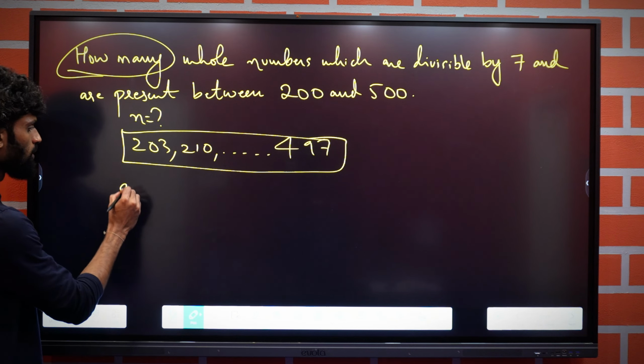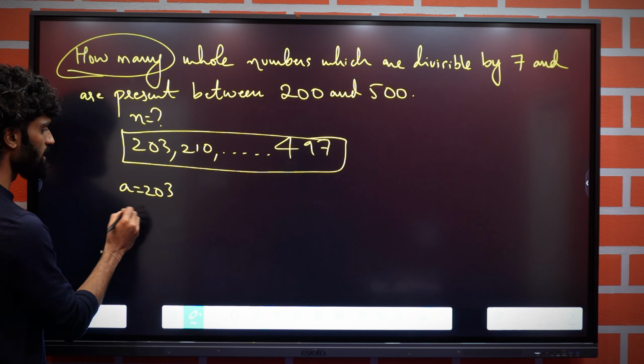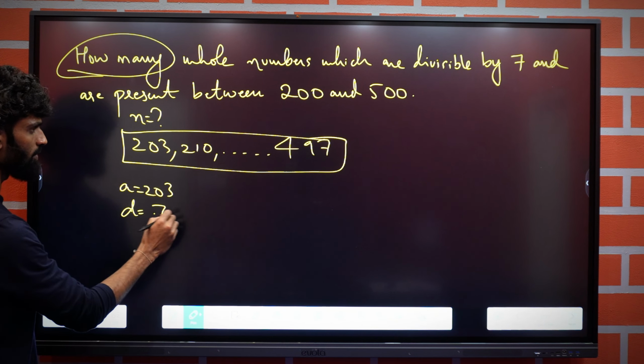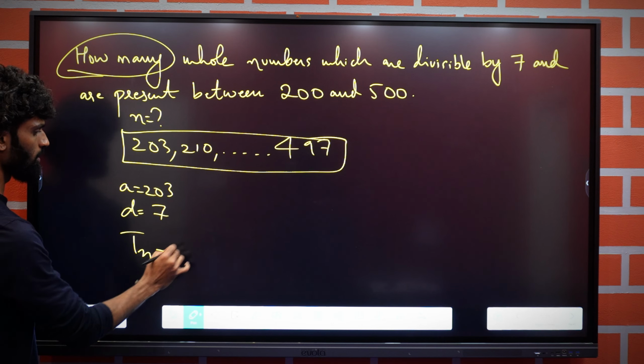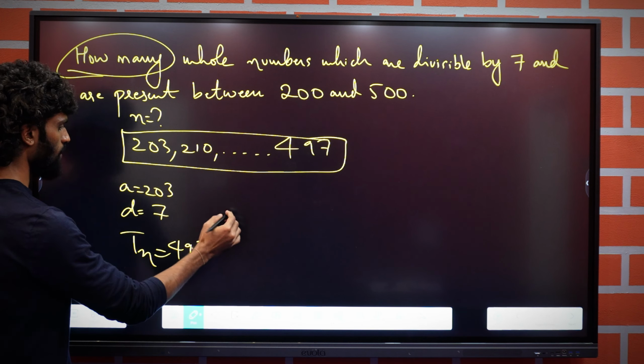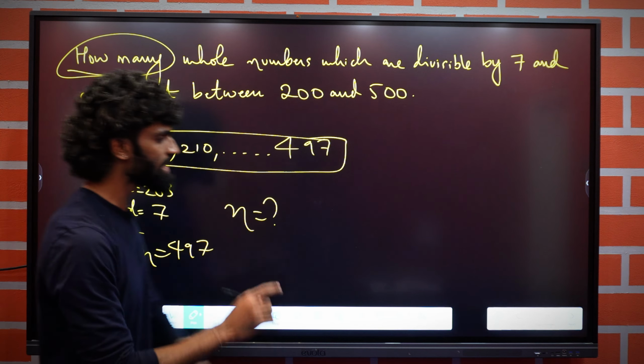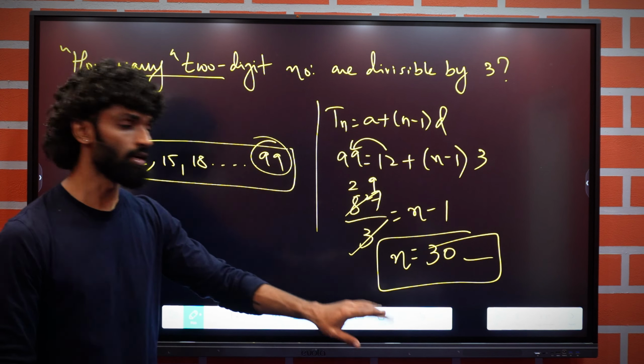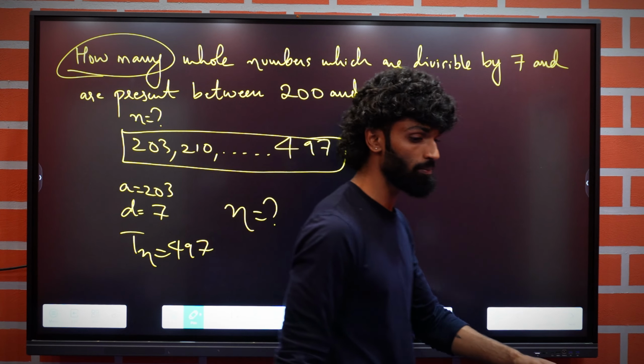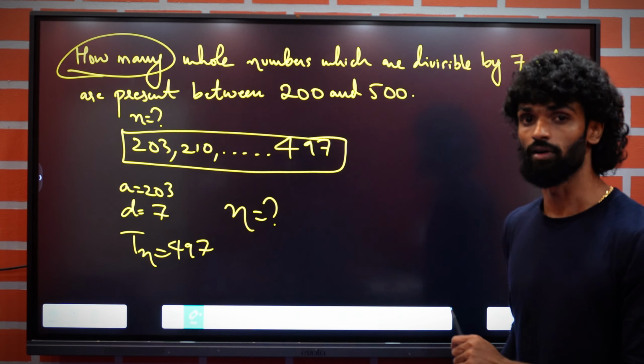Next, A's value is 203. D's value, the question only gives as 7. Tn's value I found out is 497. Now can you find the value of n? Exactly like the previous question. The reason I took 2 of the same type is because this type is actually important.